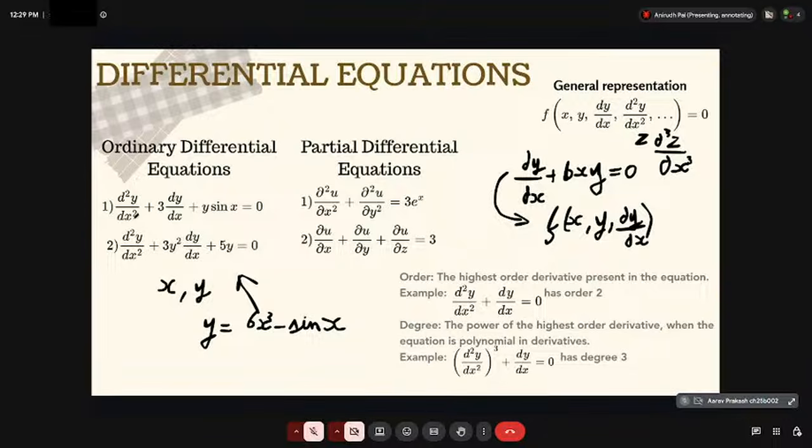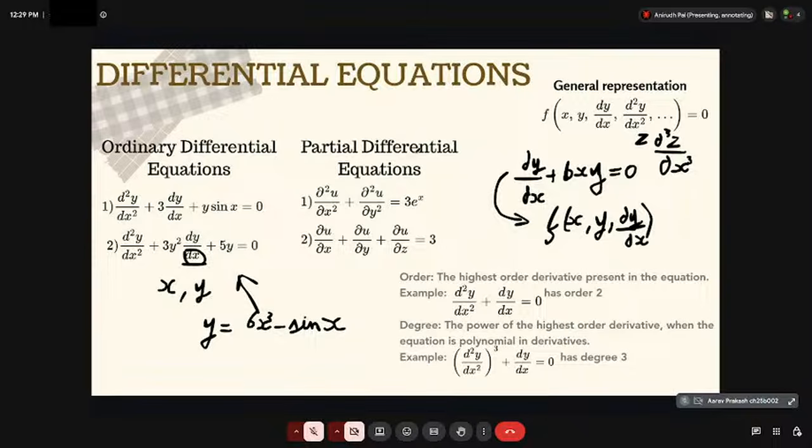As you can see over here, y depends only on x. So we have d square y by dx square plus 3 dy by dx plus y sine x equal to 0. You're taking the derivative only with respect to one variable. Similarly, in the second example, you have d square y by dx square plus 3y square dy by dx plus 5y is equal to 0. Here again, the dependent variable is y and the independent variable is x, with which you're taking the derivative.